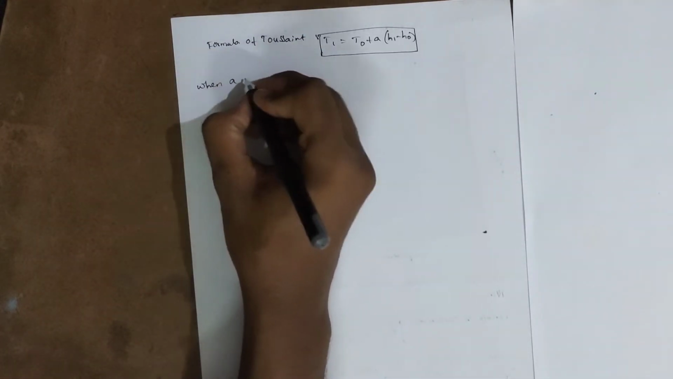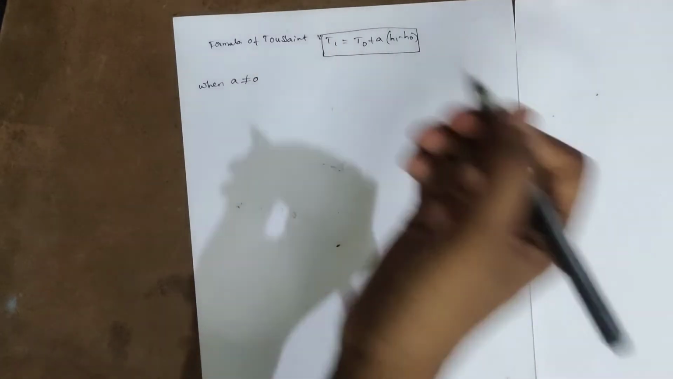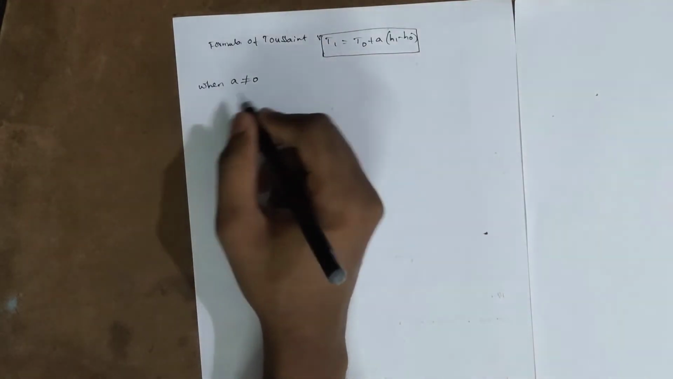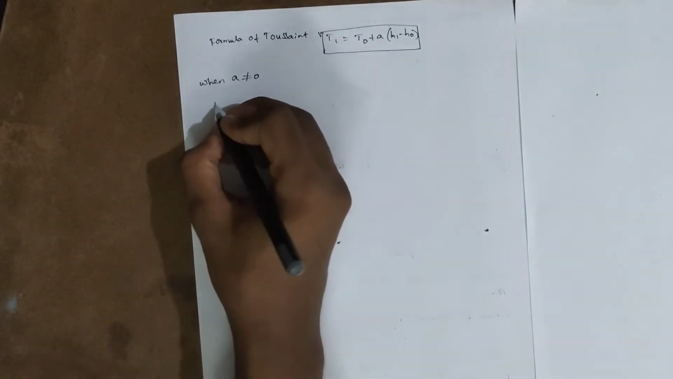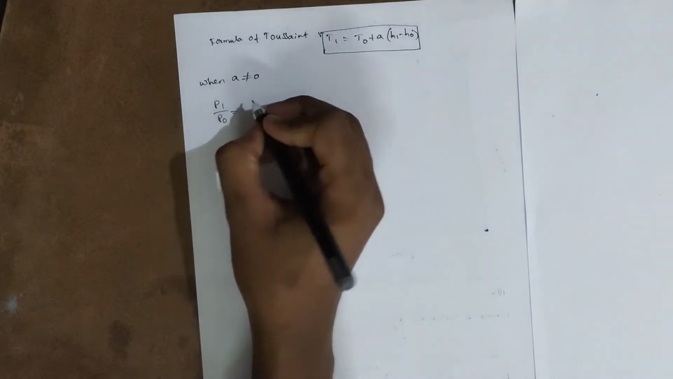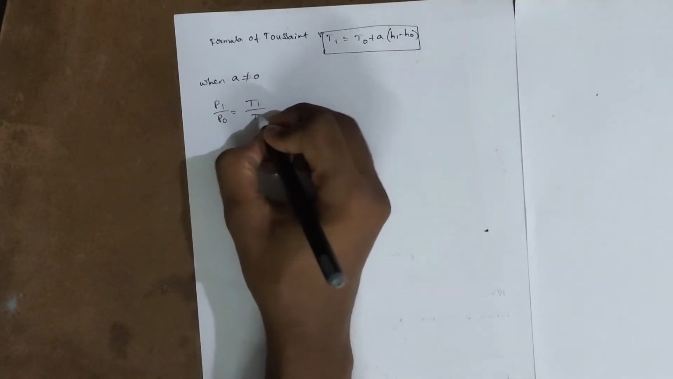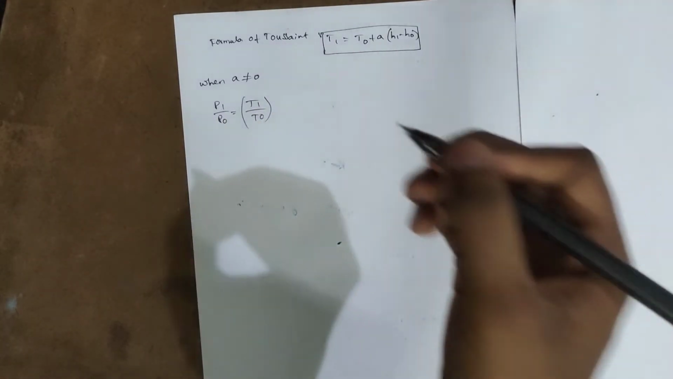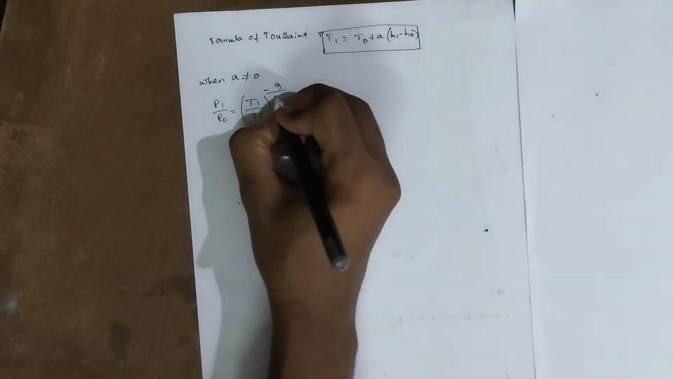When lapse rate A is not equal to 0, that is when height range is between 0 to 11 kilometers, 25 to 47, and then 53 to 79, and then 90 to 105, in these cases we need to use this formula. When A is not equal to 0, P1 by P0 is equal to T1 by T0 whole power minus G by A into R.